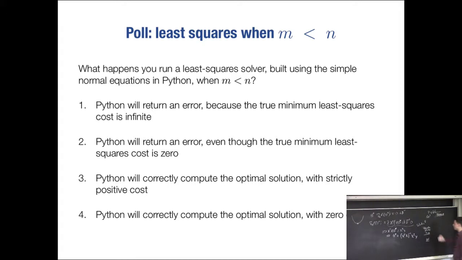And I want to ask you, which quadrant do we lie in this case? So will Python succeed or fail? The first option says Python will fail because the true minimum is infinity. Python will fail even though the true minimum is 0. So there is a minimum there, but it will not find it. Python will succeed and have strictly positive cost, or Python will succeed and have 0 cost. So I didn't have a few of those options there, but hopefully the overall thing makes sense here.